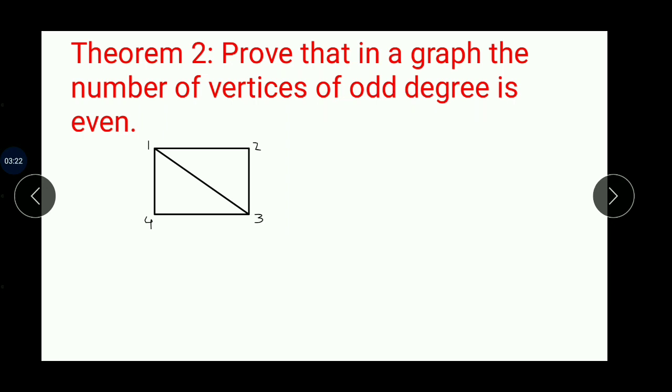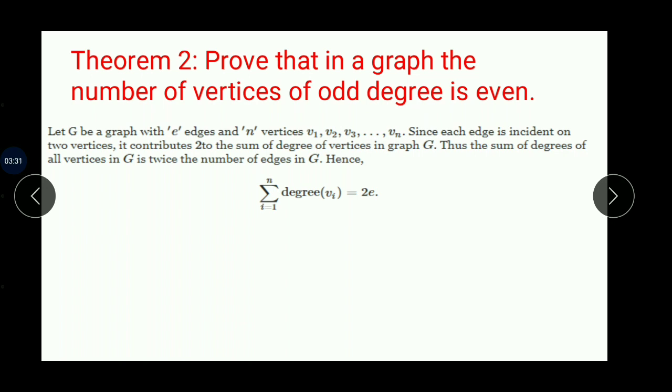So it's always true that the vertices whose degree is odd are even in number. So let's prove this theorem. Let E be the number of edges and n the number of vertices in the graph. Since each edge is incident on 2 vertices, it contributes to the sum of degrees of vertices in a graph. The sum of the degrees of all the vertices in G is twice the number of edges in G. We have this result by the first theorem.